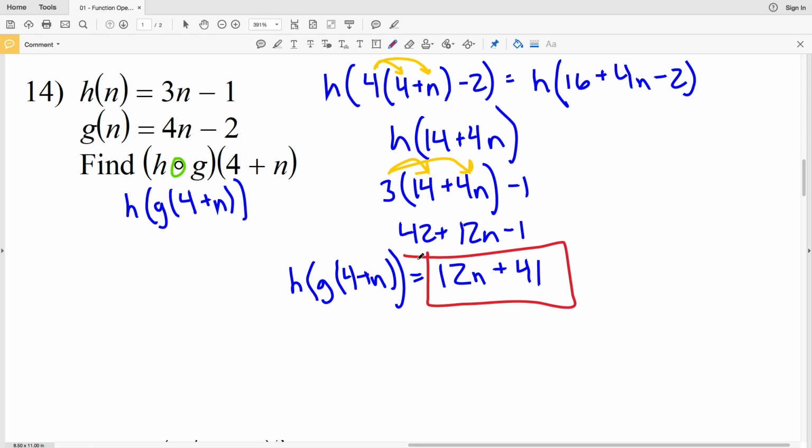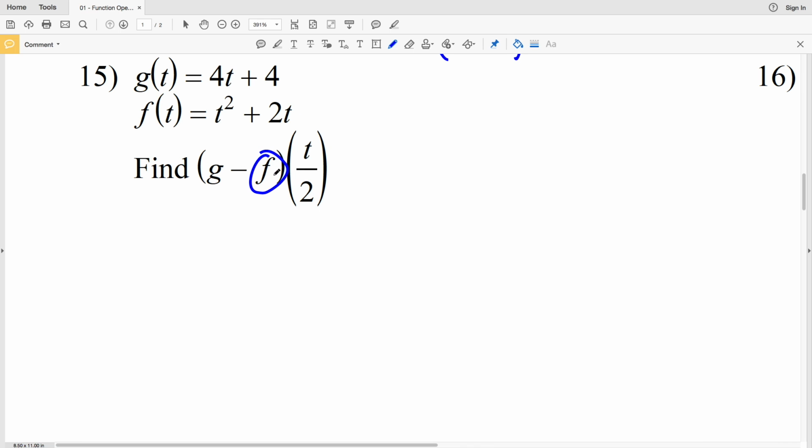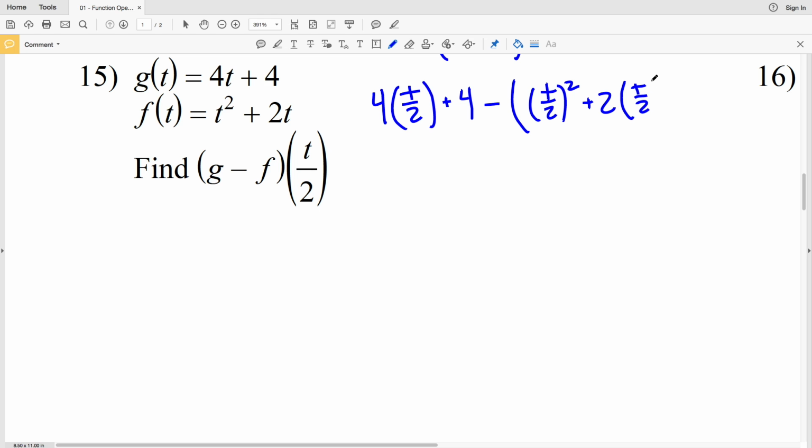Now on to number 15. In number 15, I'm going to be subtracting f from g. So I'll do g of t minus f of t. However, I'm going to plug in t over 2 for the t's in my functions. So g of t over 2 will be 4 times t over 2 plus 4, and I'll be subtracting f of t over 2, which is t over 2 squared plus 2 times t over 2.